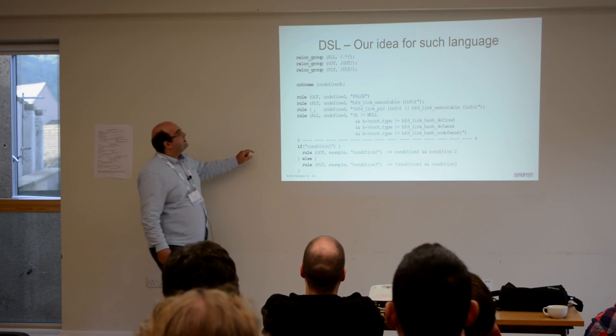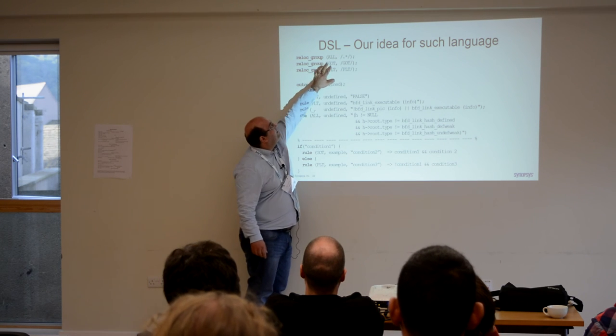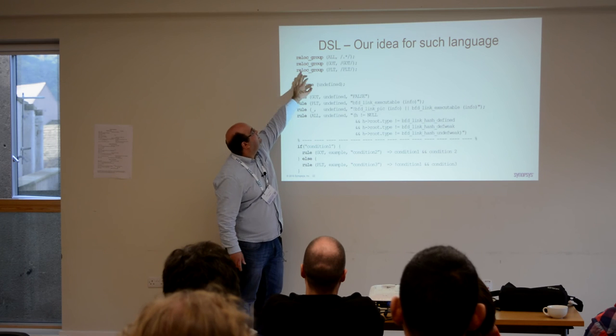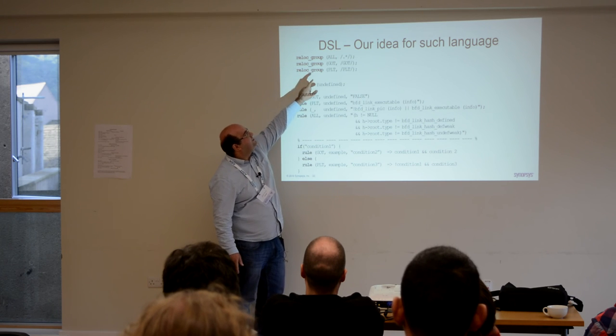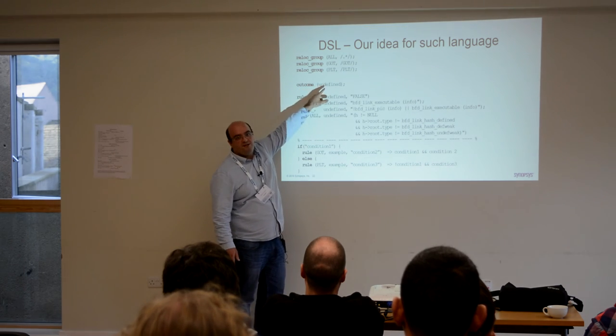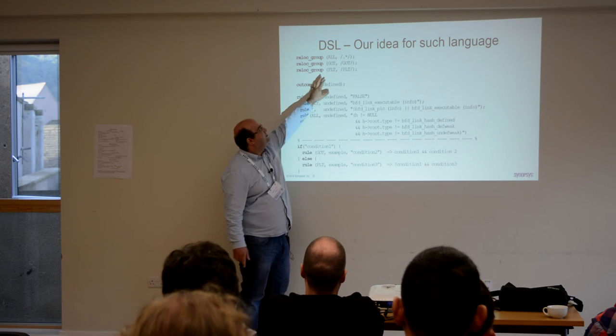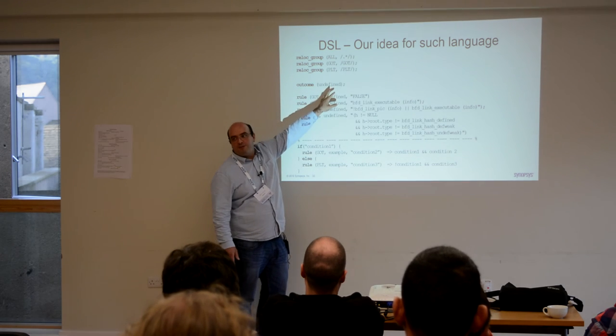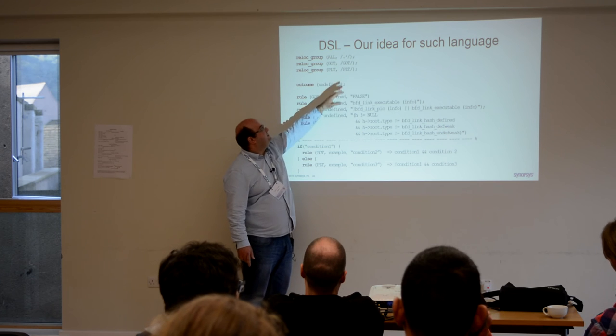So what I do here is create a reloc group called all that matches any relocation type, then got that matches any relocation type that has got in the name, and PLT the same thing.